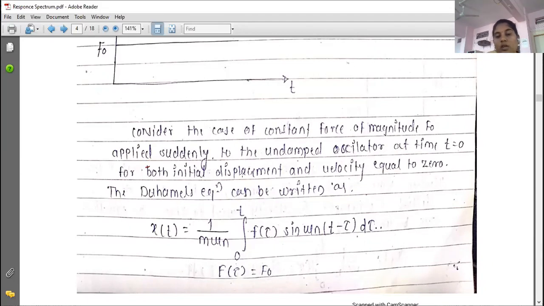for both the displacement and velocity equal to 0, the Duhamel's equation can be written as x of t is equal to 1 upon m omega n into integration of 0 to t into f of tau into sine of omega n into t minus tau into d tau.